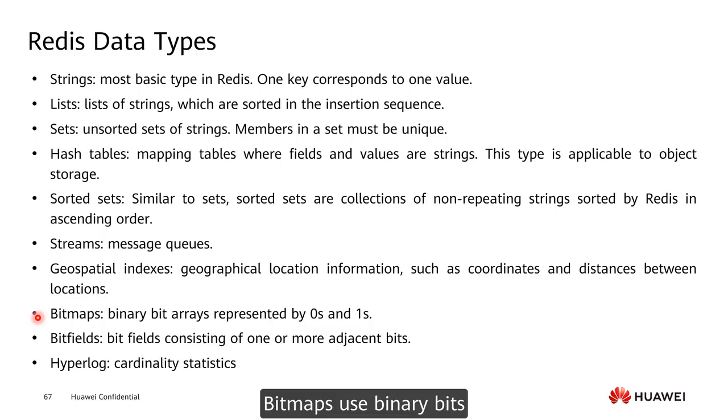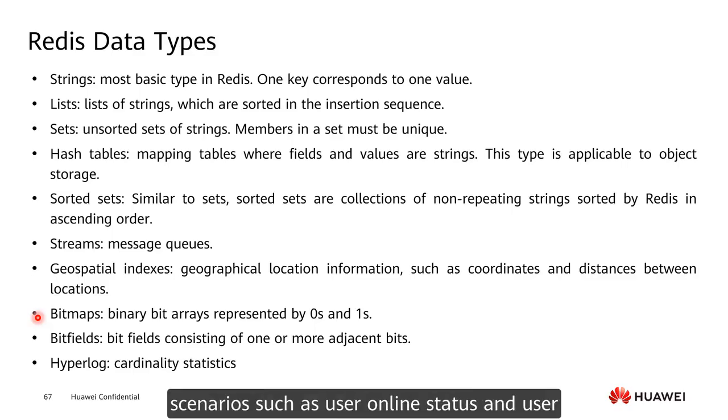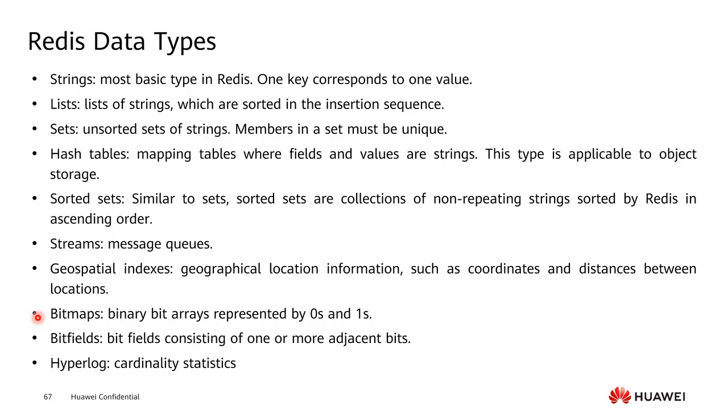Bitmaps use binary bits 0 and 1 to efficiently store Boolean data. Bitmaps are applicable to scenarios such as user online status and user feature marks, greatly saving storage space.